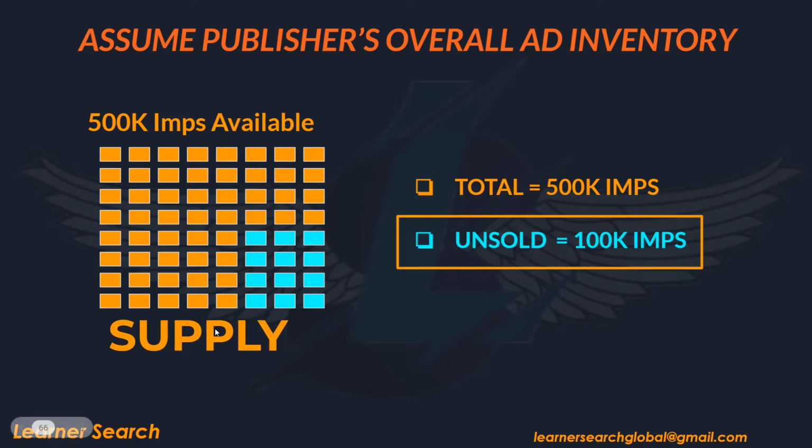Out of that, let's assume the total unsold is 100k impressions. Out of 500k, 100k impressions are unsold. Did you understand this? That means what are the sold impressions here? 400k impressions are sold. So it is already sold in the premium. They are not worried about that, and they are worried only about the unsold inventory of 100k impressions.